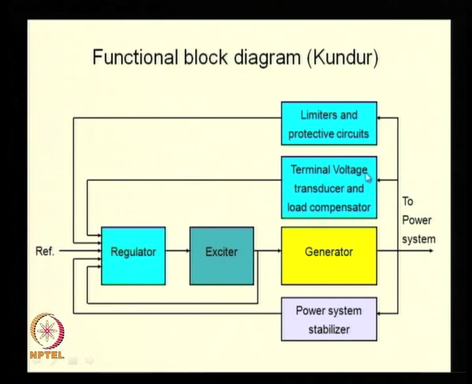But regulation is not the only function done by any excitation system controller. You also find that there are additional blocks corresponding to what is known as a power system stabilizer, and limiters and protective circuits. So, the overall functional block diagram contains something more than a regulator. Now, we will try to understand each of these blocks one by one. First of all is the regulation block.